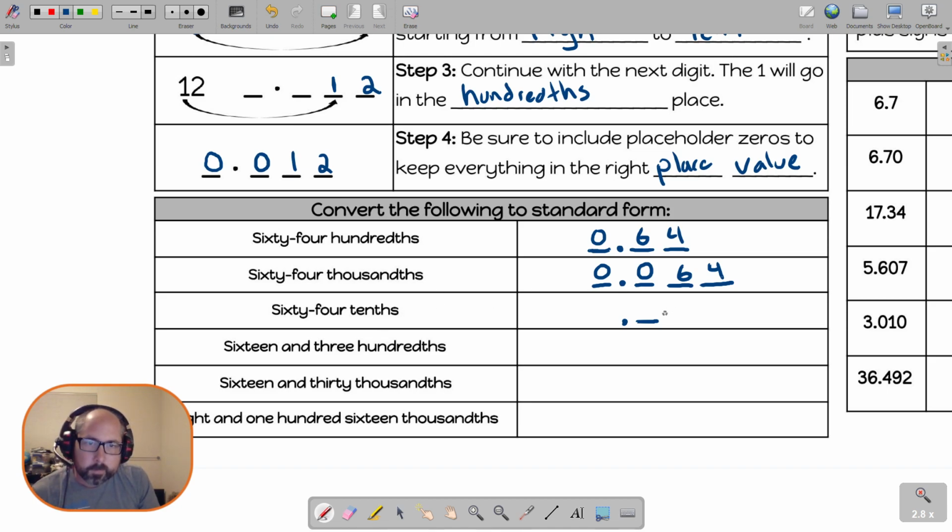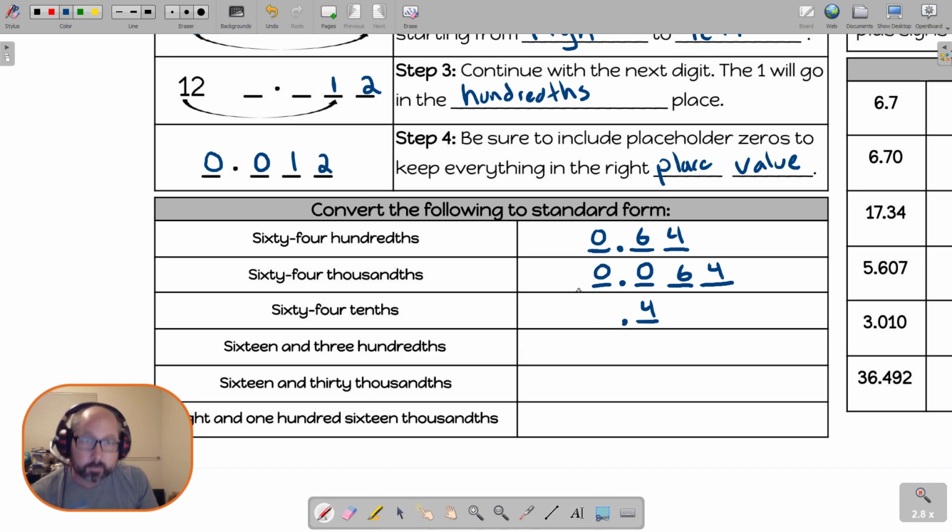Okay, 64 tenths. Okay, well, here's my tenths place. So I'm going to put a 4 here. Uh-oh, I'm out of spots. Maybe I should just squeeze that in. No, if I do that, then it's going to be identical to this one up here. And 64 hundredths is definitely not the same as 64 tenths. It always spills into the next place value. It does not matter if there's a decimal point there.